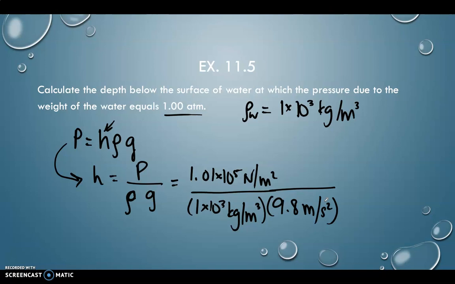10 to the 3rd times 9.8, and we get our height, or our depth. Our depth below the surface is going to be 10.3 meters. Okay, so this is at what depth below water we would need to be to get that same pressure. Okay?